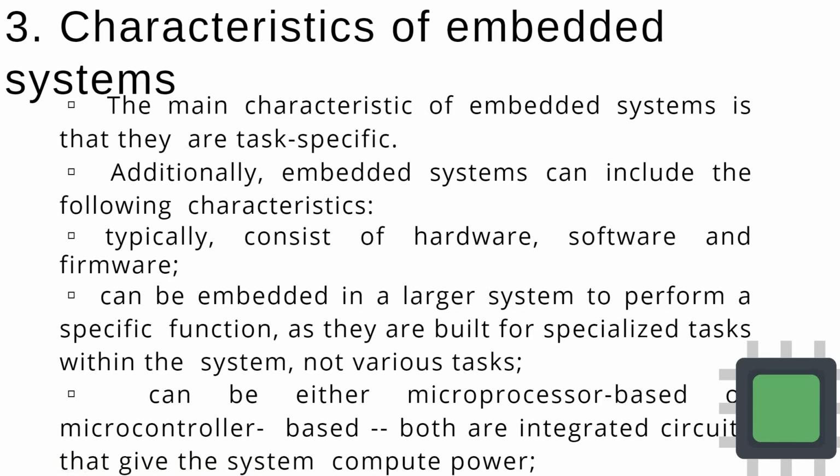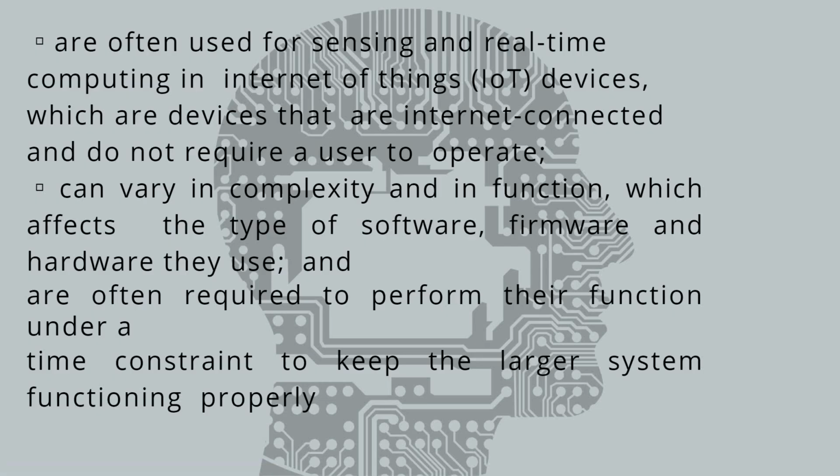The main characteristics of embedded systems are that they are task specific, and they contain a processor that can either be a microprocessor or microcontroller. An embedded system works within a larger system to perform a specific function, as they are built for specific tasks within the systems. Next slide. Here are also some characteristics of embedded systems.